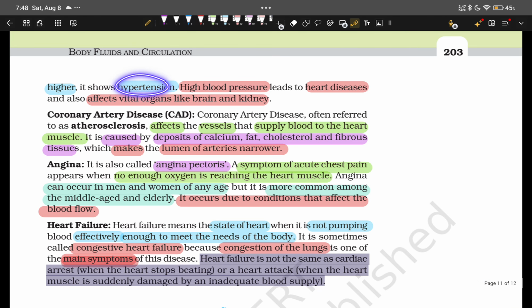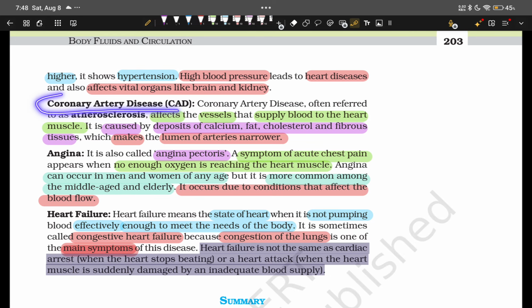Now we would say that high blood pressure, hypertension can lead to diseases of heart, and can also affect brain and kidney, right. And then we have coronary artery disease, which is also called CAD. It also is referred to as atherosclerosis, however you pronounce it, but it affects the vessels that supply the blood to the heart muscle.